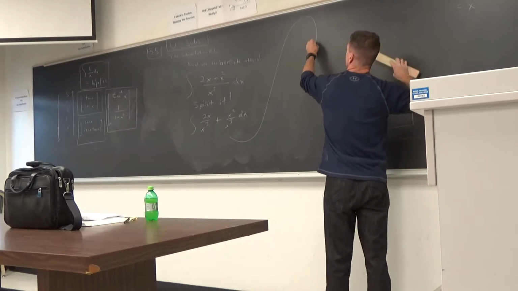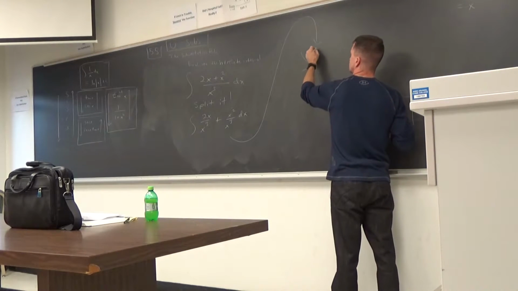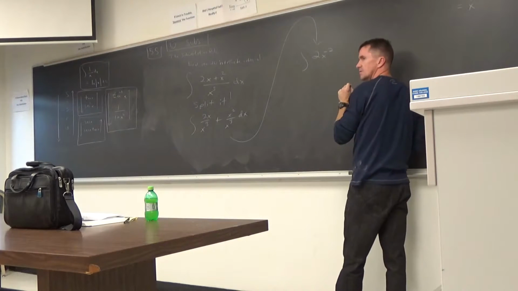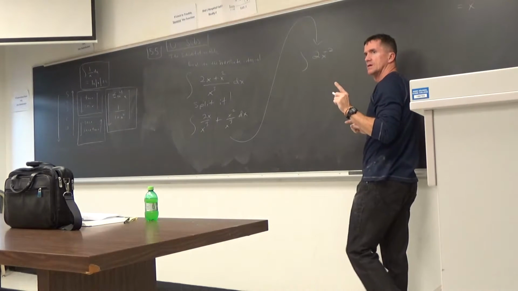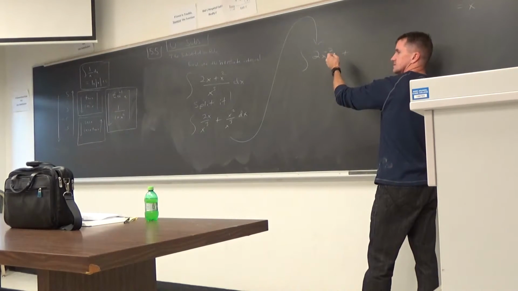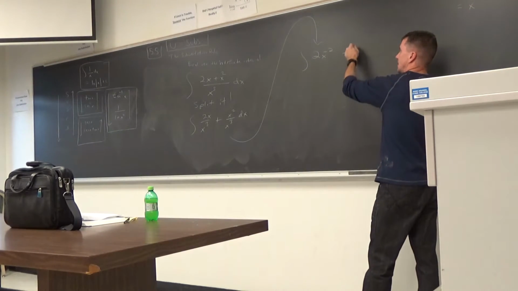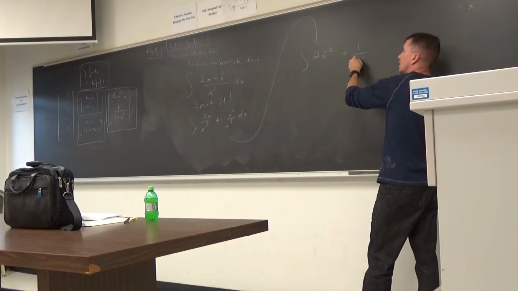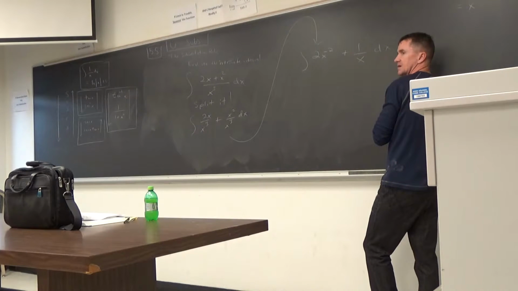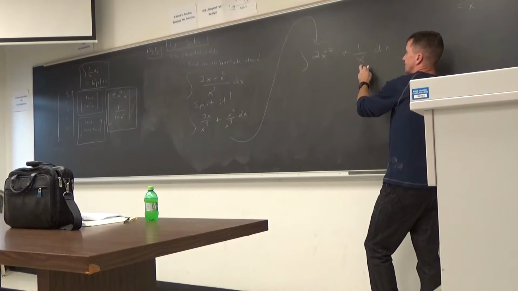Alright? That's 2x to the negative 2? Is that okay there? Alright. Plus, I can write it as x to the negative 1, but I prefer to write it like this so I know about integrals of 1 over x. Which one's the element of x? The right one.